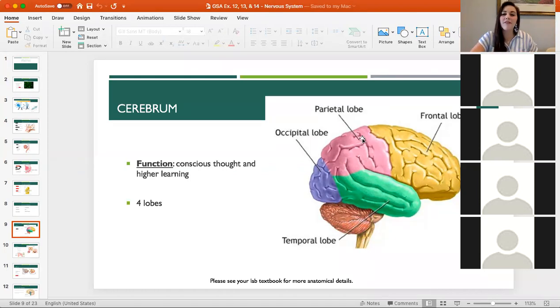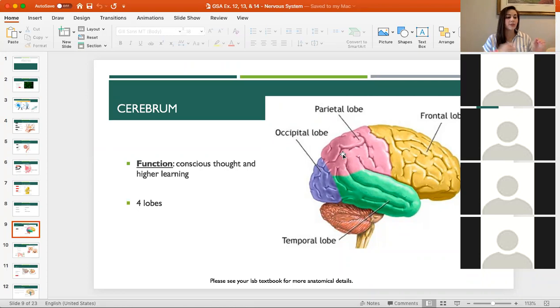Next we have our parietal lobe. That's going to be directing movements toward some type of goal. So you want to do some type of task. I want to pick up my pen and I did the movements necessary to pick this pen up. That's my parietal lobe at work.